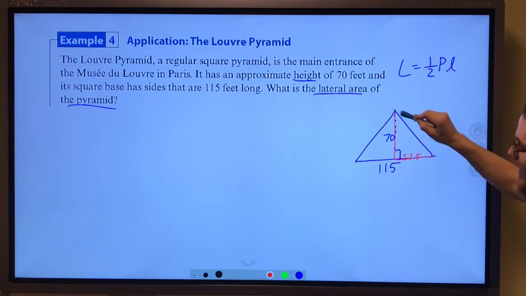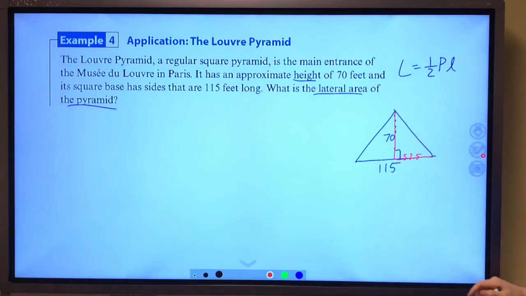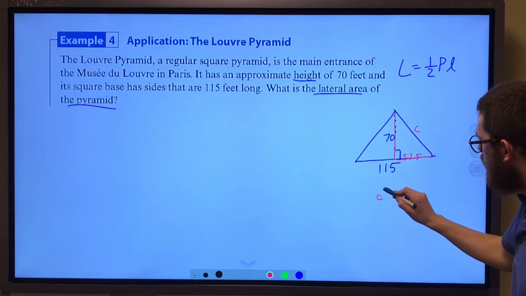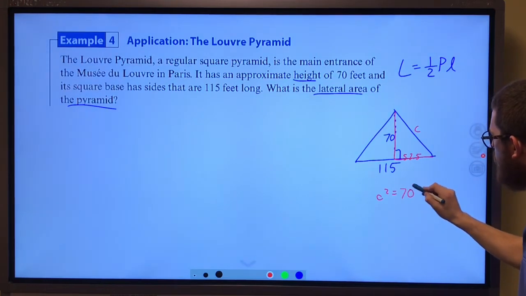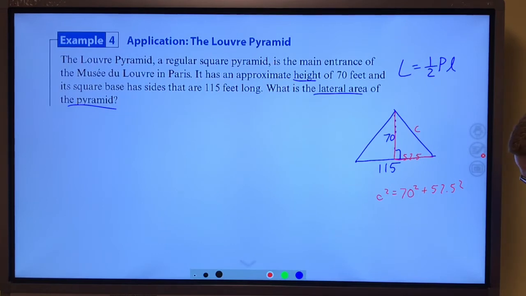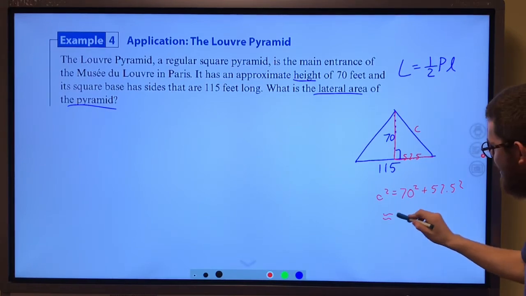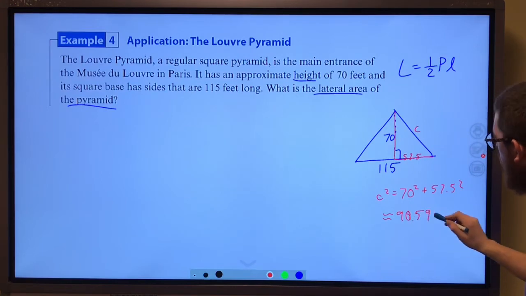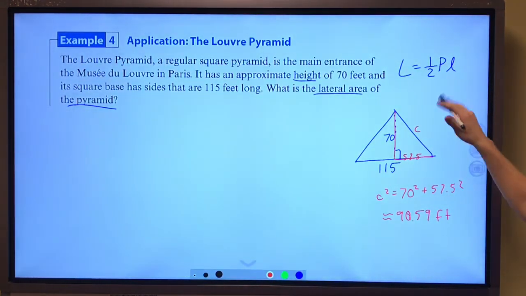Look at this little triangle we're forming. We want that slanted height right there. So this is a Pythagorean theorem situation. I'll call this C. C squared equals 70 squared plus 57.5 squared. And we just solve this. Comes out to be about 90.59 feet about.